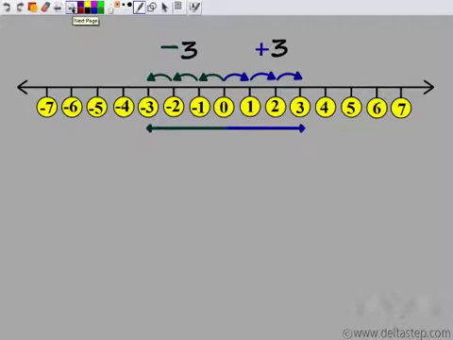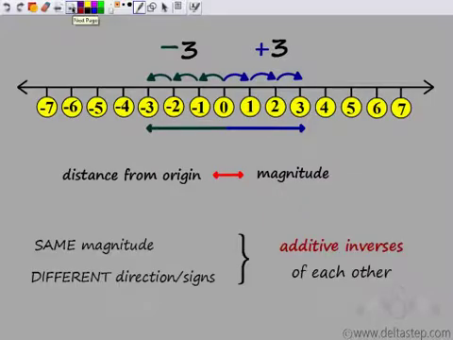Let's say you have 3, plus 3 and minus 3. Now plus 3 means moving 3 in the forward direction, and minus 3 or negative 3 means moving 3 in the backward direction. So 1, 2 and 3. What you can see is that the distance is the same. Distance from origin here is 3 and here is also 3. What has changed is the direction. So I can say that the distance from origin, which we call magnitude, is the same, but what has changed is the sign, the direction.